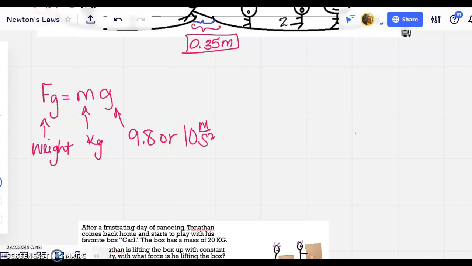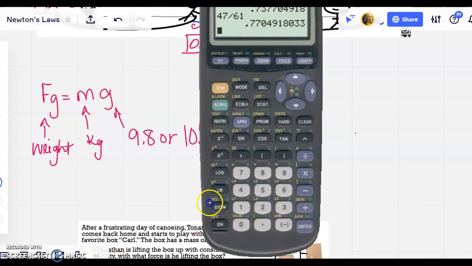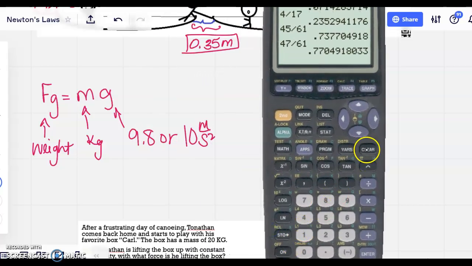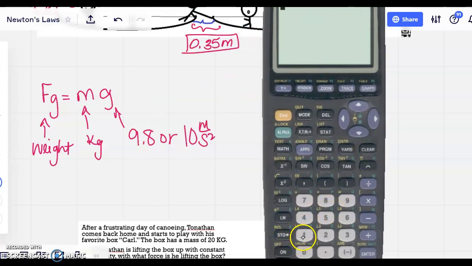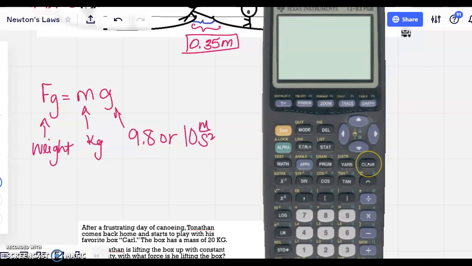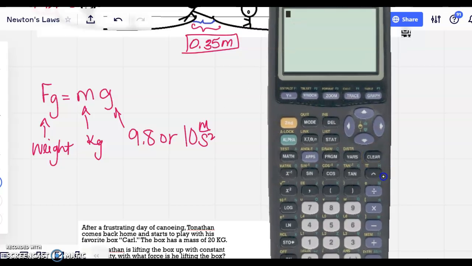In fact, you can even store g in your calculator. I don't know how to do it on some of these fancier ones, but if we want to store something, type it in, you hit store. Whoops, that didn't work. Let's clear that. I'm going to type in 10, and then hit store, and then I want to store it in a letter. So I'm going to say alpha, and I'm going to store it under the letter G, which is right there.